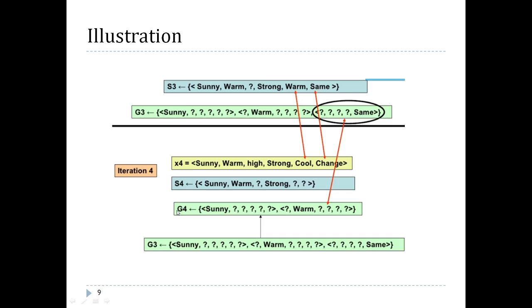So finally G4 becomes the attribute values sunny and warm. This becomes the most general hypothesis from this algorithm. This is the most specific hypothesis, and this is the most generic hypothesis. This is nothing but the version space, the set of hypotheses which are consistent with the training examples.